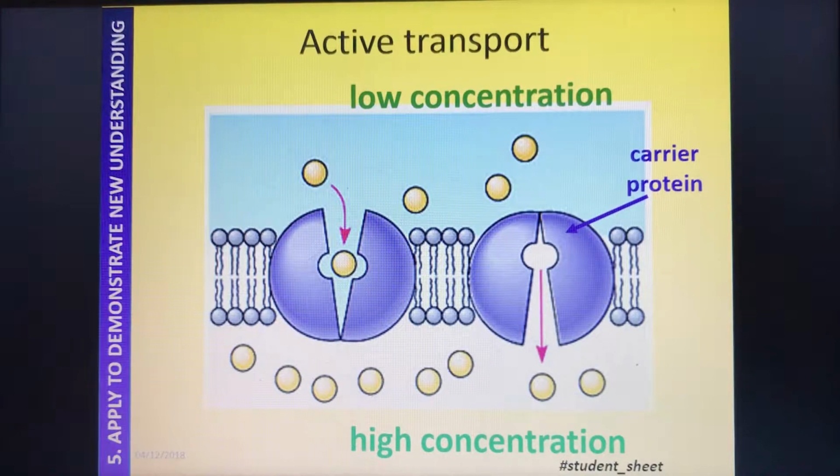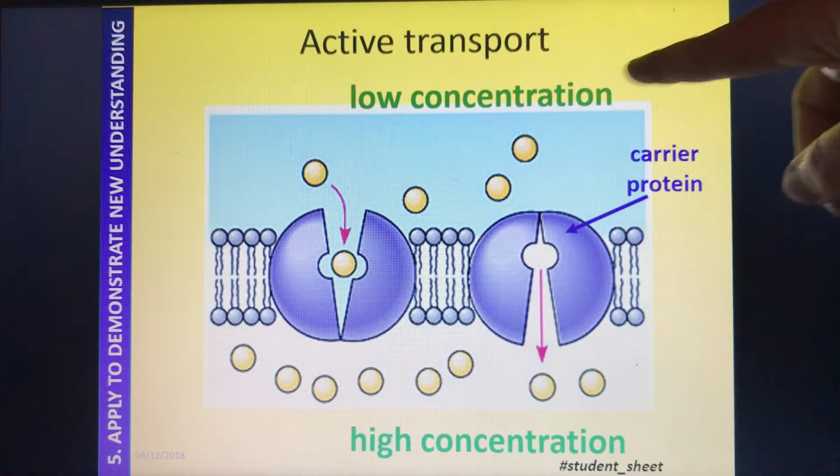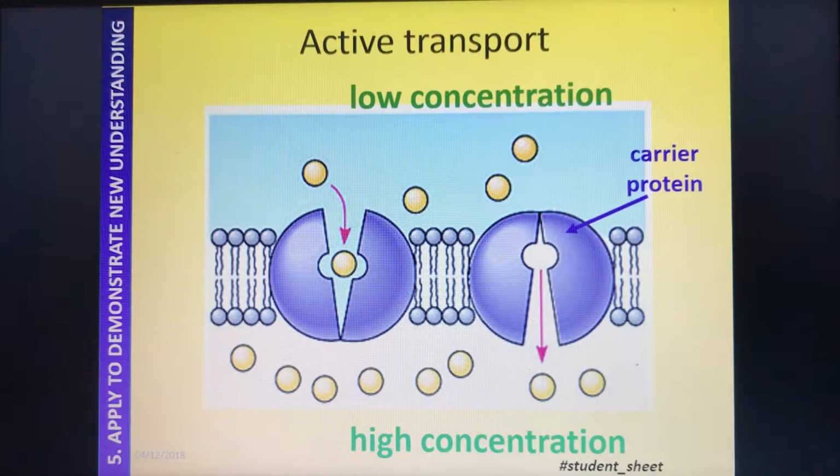So you can see here that there's already lots and lots of particles in the area, but they want even more to come across. So where there's only a low concentration up here, they're actually trying to pull in even more particles to where there's already quite a high concentration.